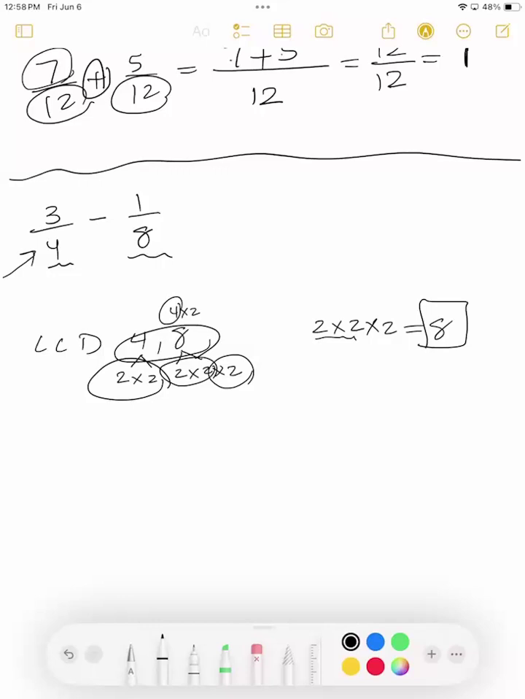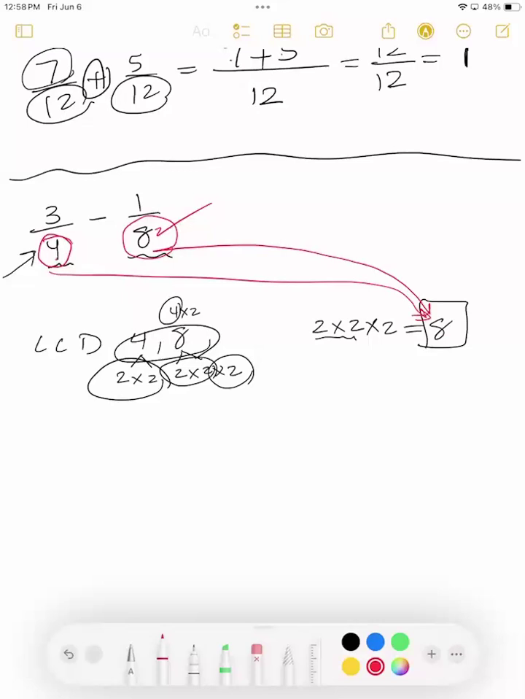So you find the least common multiple. Then you say, I want this denominator to look like that. I want this denominator to look like that. This is already the same. But what do I do for 4 to look like that? You have to multiply it by 2. But you can't just multiply randomly 4 by 2. For this mathematically to be correct, you have to multiply the top by 2.